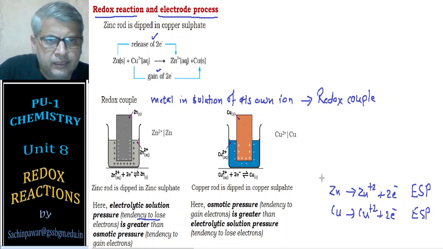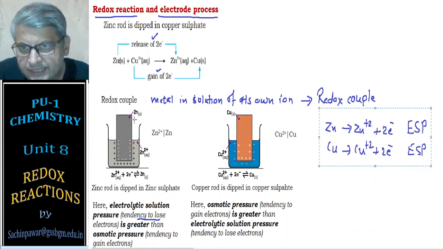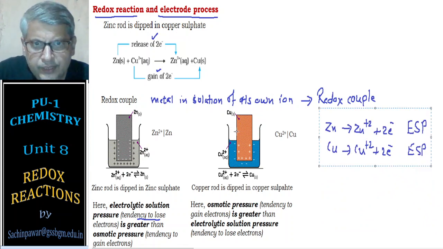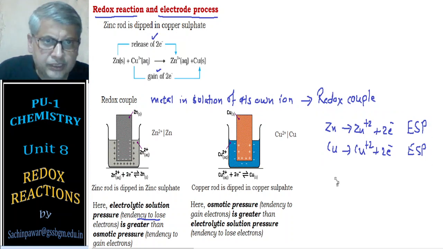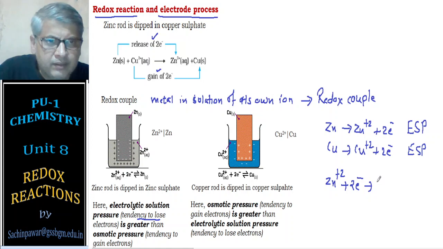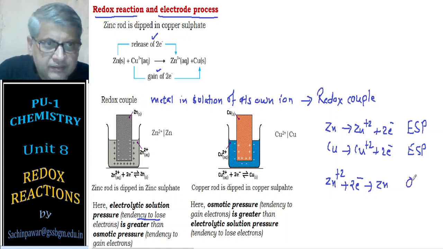Okay, so here we have two types of tendencies when the metal is kept in contact with the solution of its own ion. Zinc in contact with zinc plus 2 ion, copper in contact with copper plus 2 ion. Either there is a tendency to lose electrons, that is called electrolytic solution pressure, and one more possibility is that the metal ions in the solution have an ability to gain electrons to form the metal. That is called osmotic pressure.